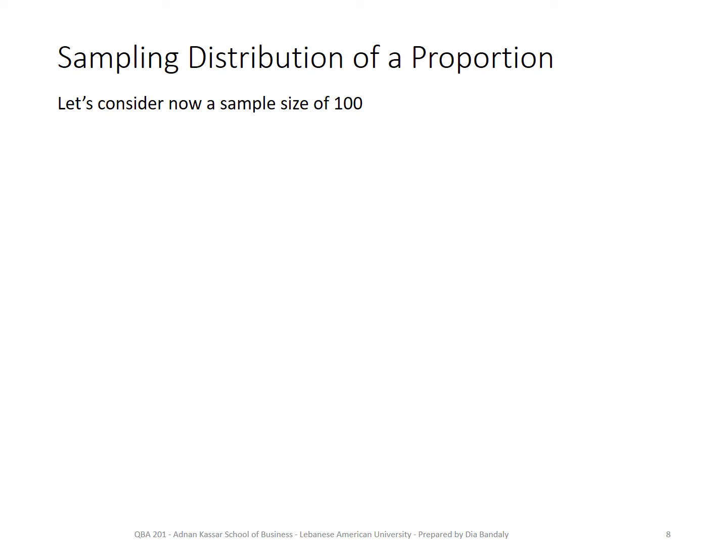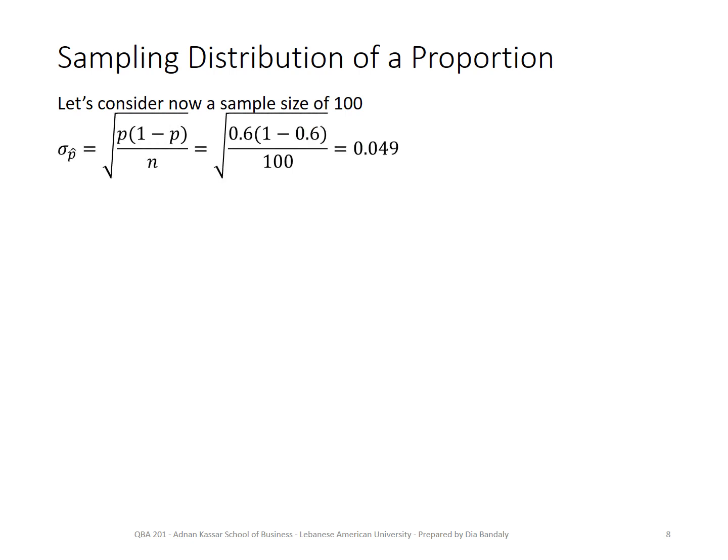Okay, so let's consider now increasing the sample size from 30 to 100. What would change in the distribution of P hat? Again, the form does not change, the mean does not change, but what changes is the standard deviation. Because it's a function of n, this is the only parameter that will change. Now we have 100 instead of 30, which makes our standard deviation 0.049.